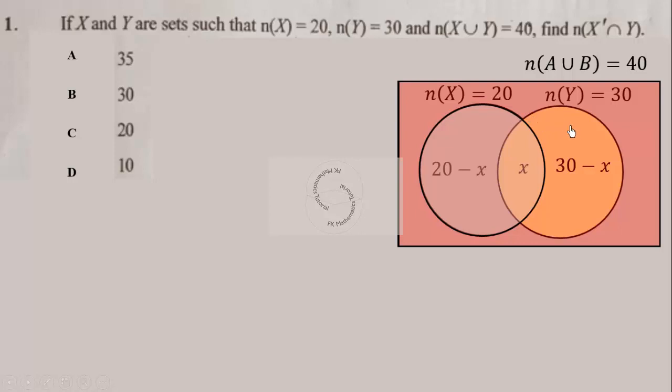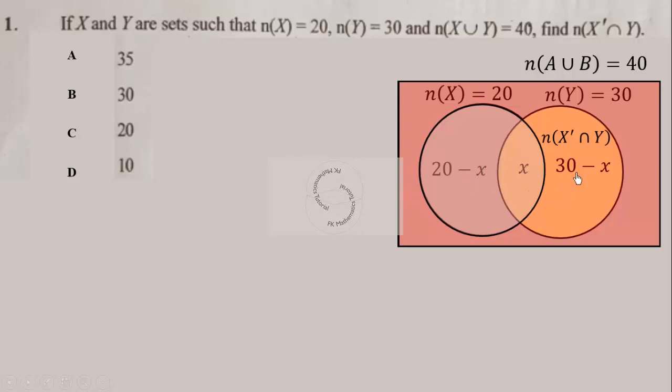then we get an orange area here, which represents the region we are looking for, that is x prime intersection y, or x complement intersection y, this region over here, the orange region. Good.